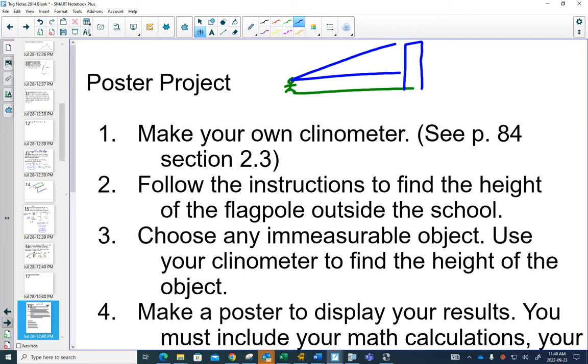There we go. I'm unmuted again. So, you're going to make a clinometer according to the instructions. You'll need a piece of string, a straw, and a weight.